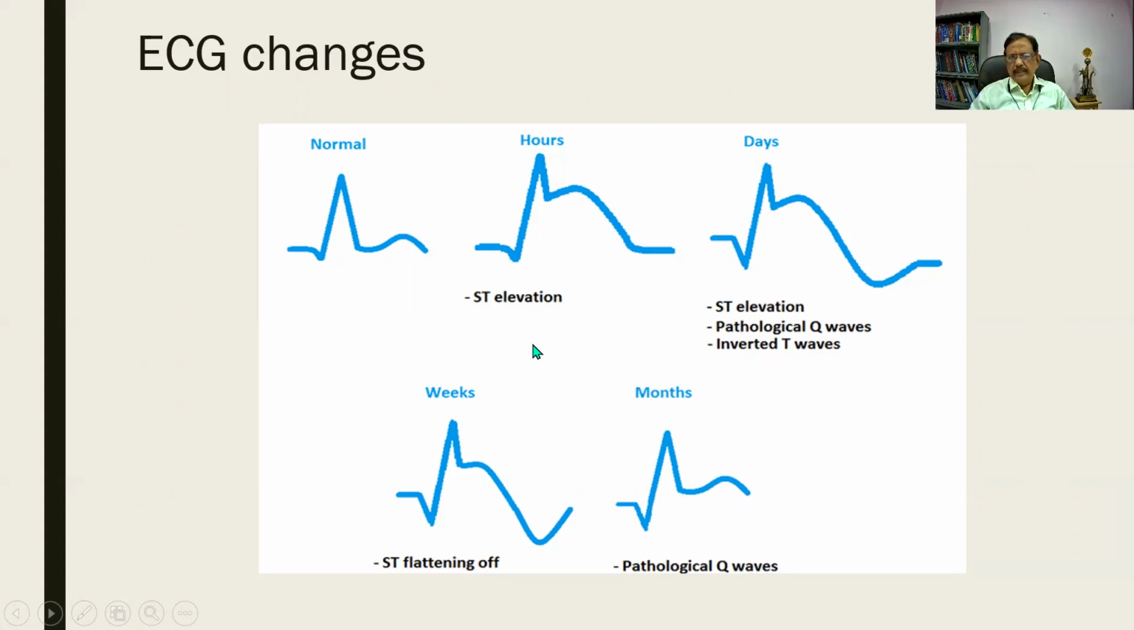So these are the things that you people should remember. ST elevation, formation of the Q waves, and then there can be inversion of the T waves and flattening. Please do remember this. These are the changes. We are not cardiologists, but still we will have to mention these.